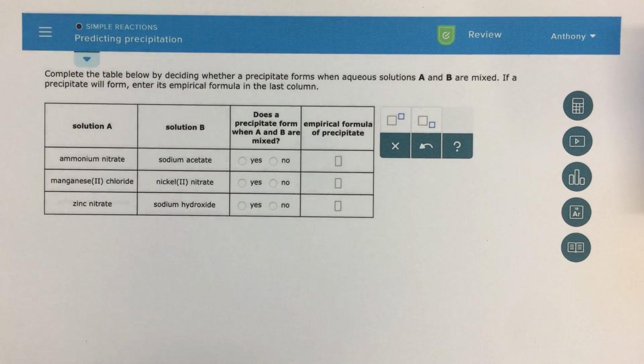All right, so this is an ALEKS topic that's called predicting precipitation, and this is a really fundamental topic that you definitely need to grasp and need to be comfortable with. I did find a few inconsistencies or things that I really don't like about this problem, and I'll talk about those and how to alleviate those as we go through this video. I'm going to go through two sets of examples just to make sure we cover a lot of different things.